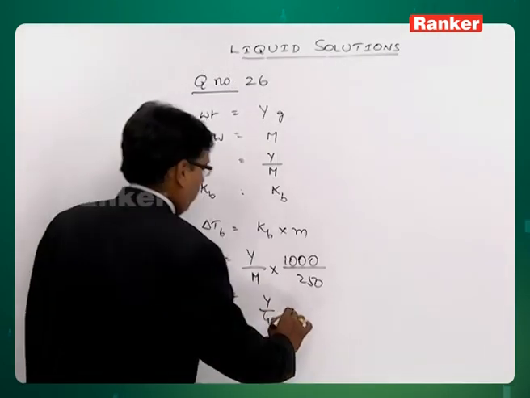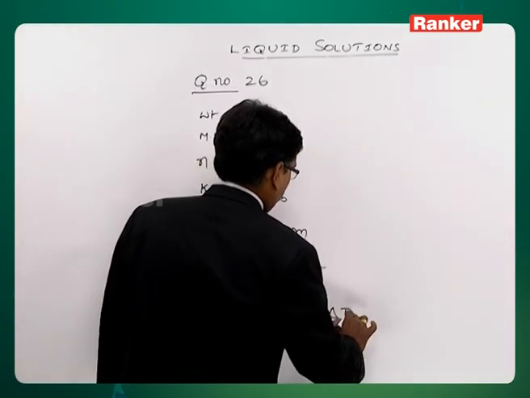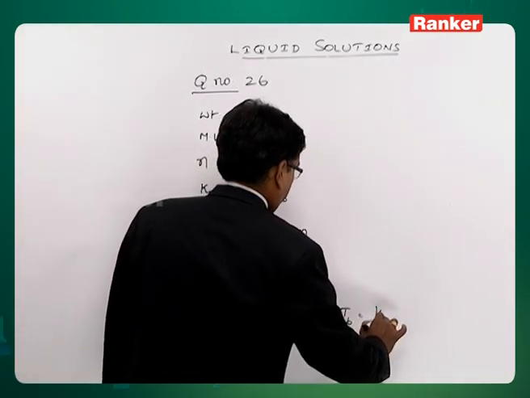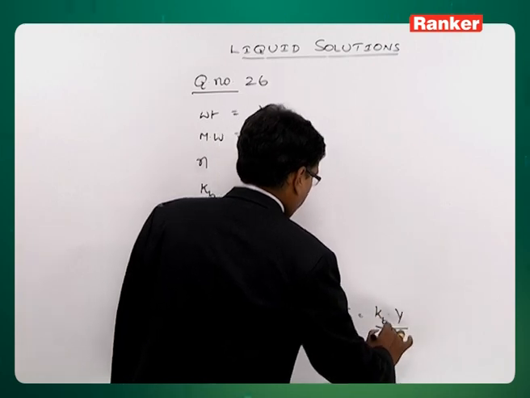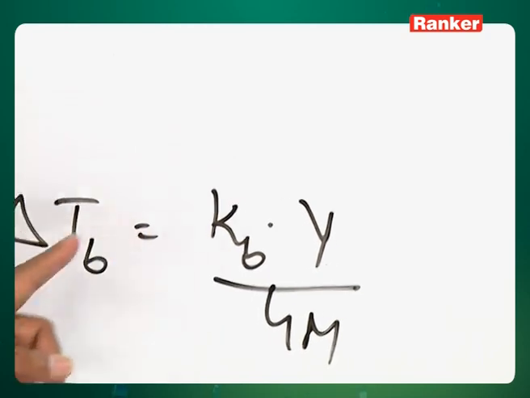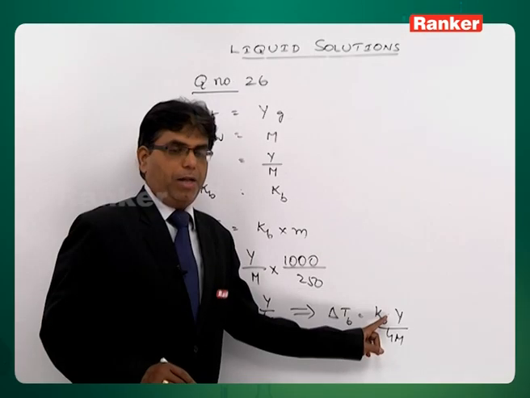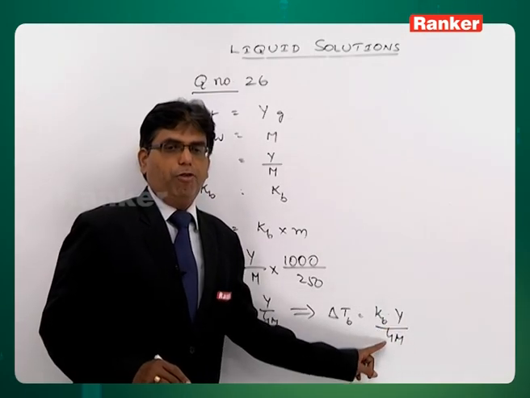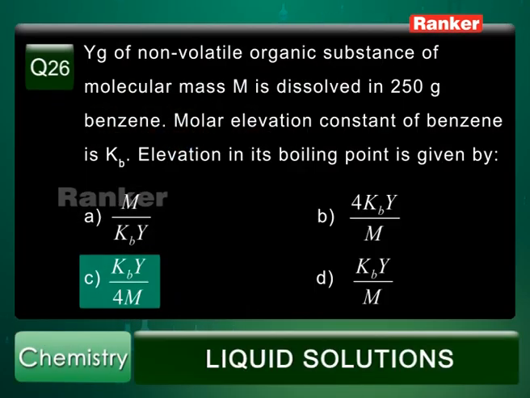So, delta Tb is equal to Kb into y by 4m, right. So, delta Tb is equal to Kb into y by 4m. So, the answer must be option C.